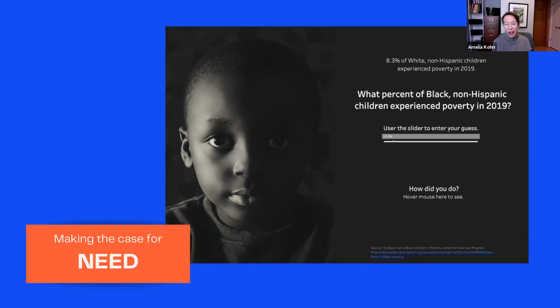This is actually an interactive visualization, but you're looking at just a static version of it. So as you can see, the viewers are asked, what % of Black non-Hispanic children experienced poverty in 2019? And there's a little slider tool where they can put in their answer, which shows up as a percentage. And then you're supposed to scroll down at the bottom. It says, how did you do? Hover your mouse here to see.